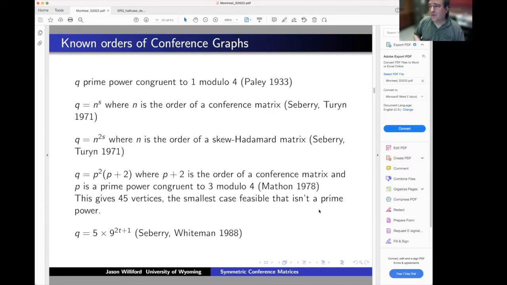Here are the known orders of conference graphs, and the situation here is different than that of projective planes, in that non-prime power examples of conference graphs are known. And by the way, q here, I'm just always going to have represent the size of the adjacency matrix of the conference graph. So it's not the size of the conference matrix, just the conference graph. And we're henceforth just going to talk about conference graphs.